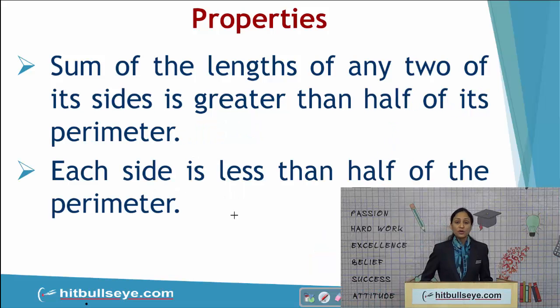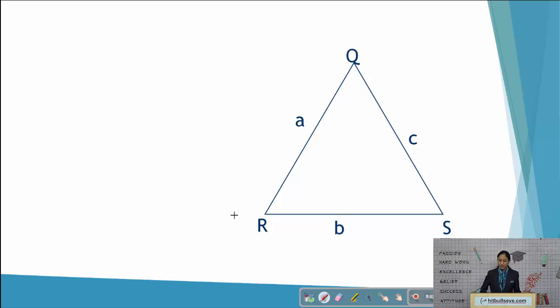This property talks about the perimeter of a triangle, which is the sum of the lengths of the three sides of the triangle. So if we take the triangle QRS here and take the lengths of its three sides as A, B, C, then the perimeter, if I represent it by the symbol P, is equal to A plus B plus C.